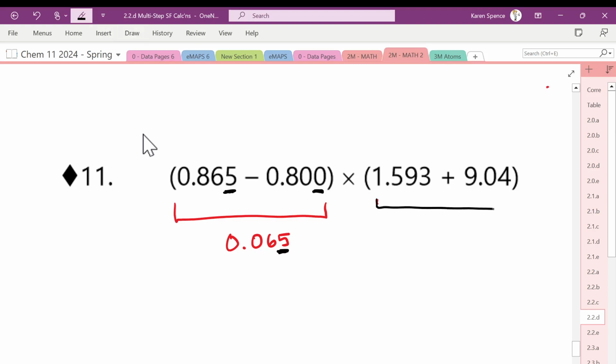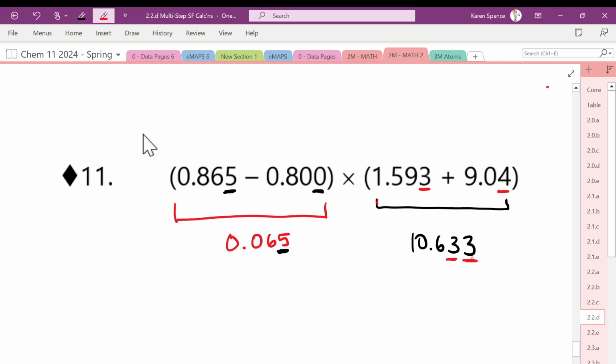This number over here, 1.593. Oh, I need a calculator for this one. 1.593 plus 9.04 equals 10.633. And our uncertain digit in this one, we have the thousandths position and the hundredths position. So we have the hundredths and the thousandths.